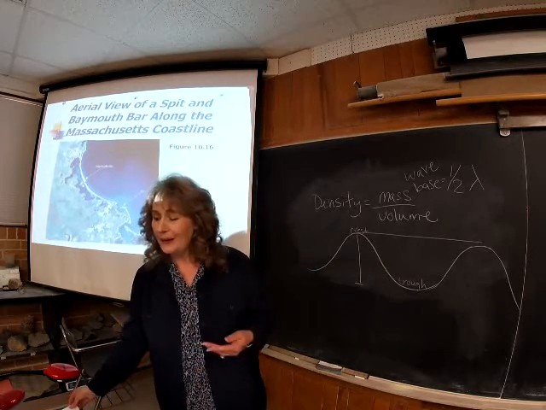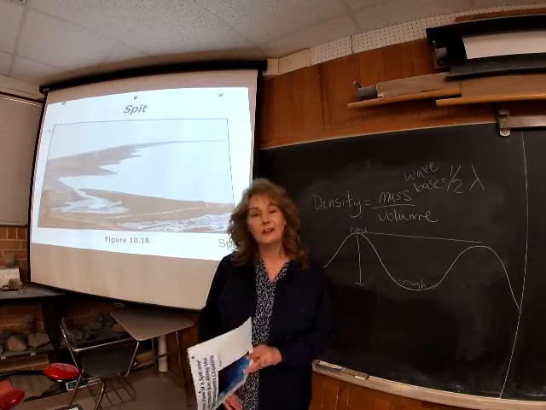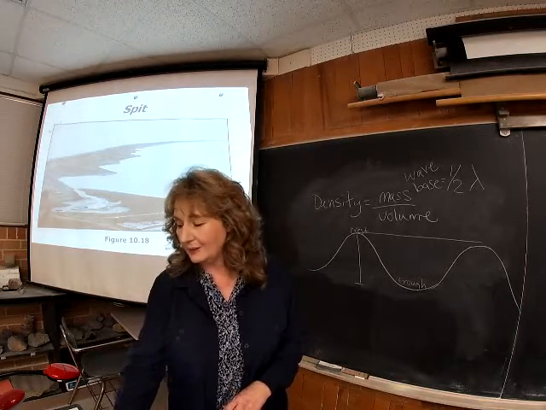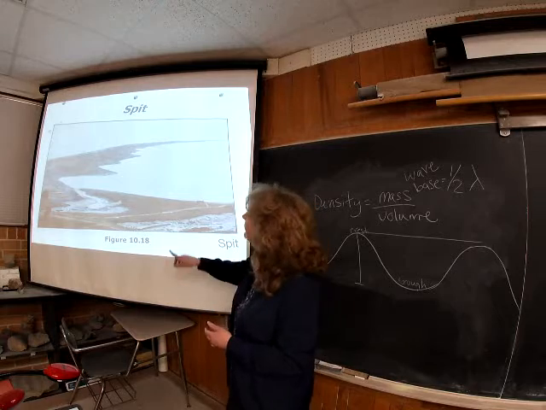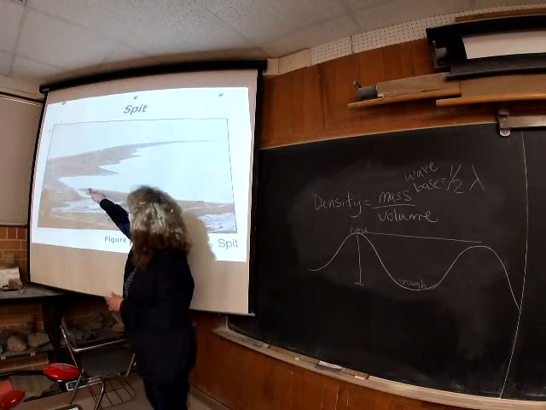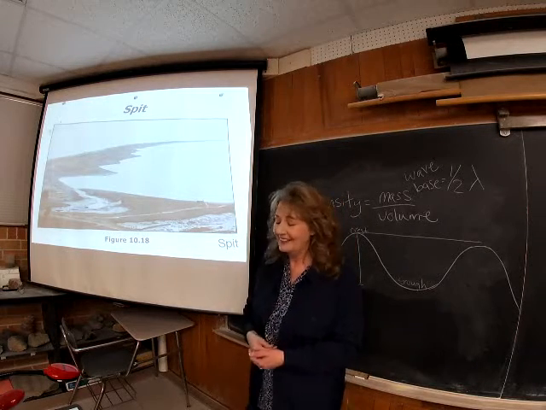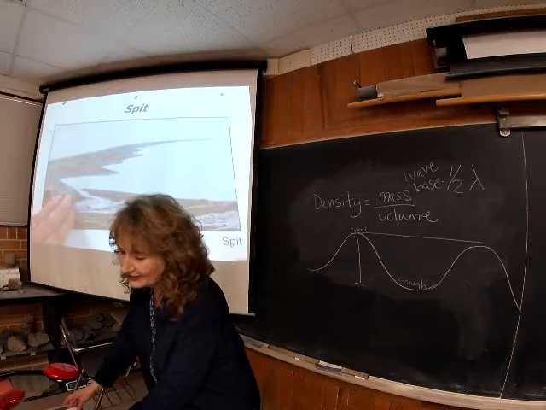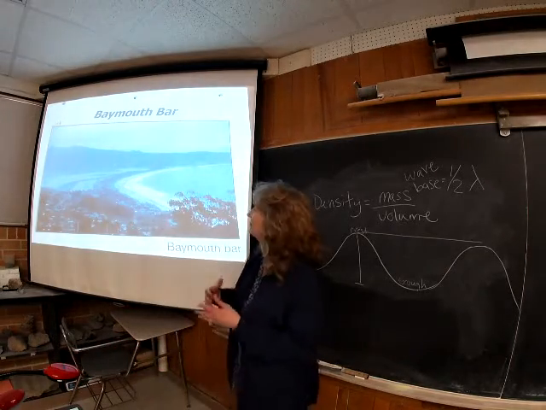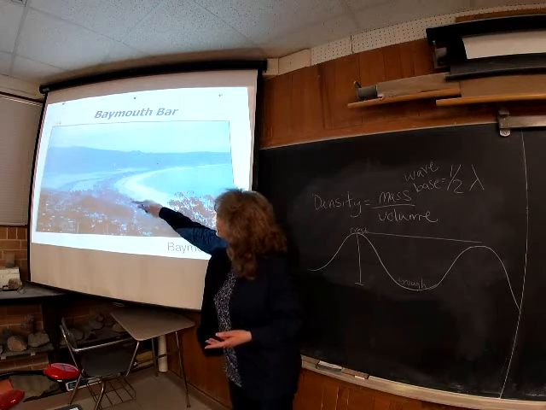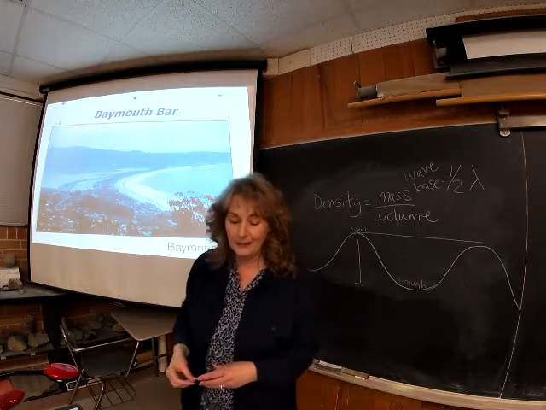So a little baymouth bar and a spit. So we do see that along the east coast as well. So a little spit, a hook-shaped little projection there, they call it a spit. And so that's a depositional feature as well. And there's another baymouth bar. So you have your bay back behind and then the ridge of sand trapping that bay back behind. So that's a baymouth bar.